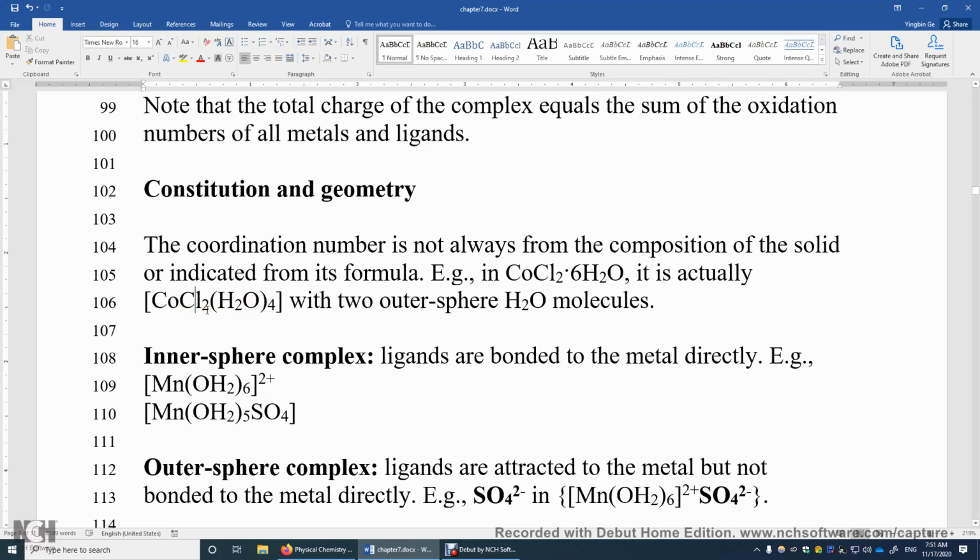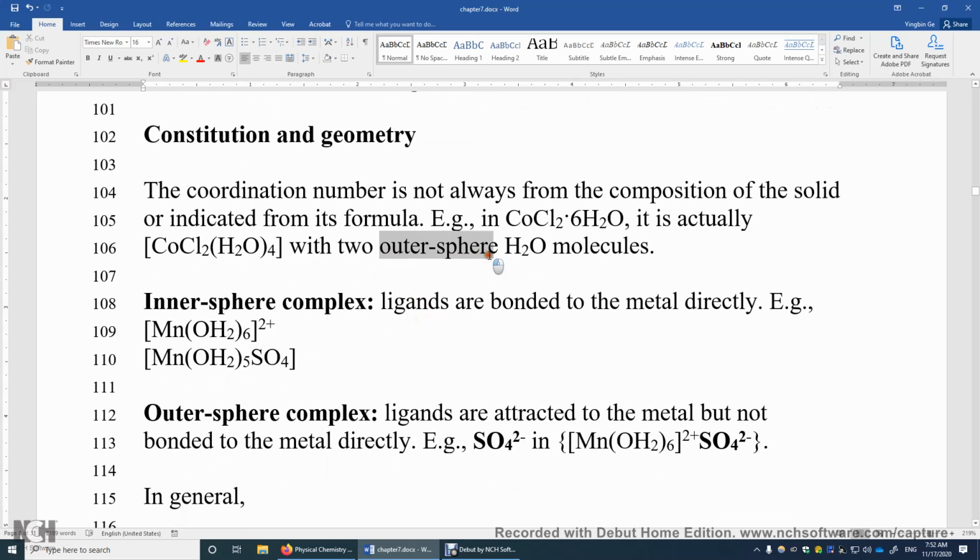And then you specify the oxidation number of cobalt, which is +2, because you have chlorine minus here, and you have 2 of them. Now let's look at this outer sphere versus inner sphere. Inner sphere complex means you have ligands bonded to the metal directly. So over here, 6 water molecules are bonded to this manganese. Or in this case, 5 water molecules are bonded to manganese, and then you have a sulfate bonded to manganese.